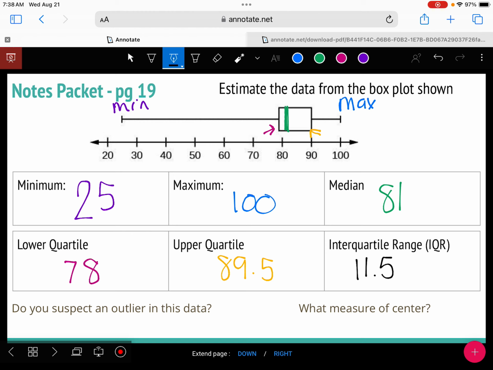So our last, I want us to do one more data piece that's not on your list. I want us to find the range, just so we practice that again. So what is the range of our data set? Yeah, we take our maximum and take away our minimum. Max minus min, so it's 75 would be my range.